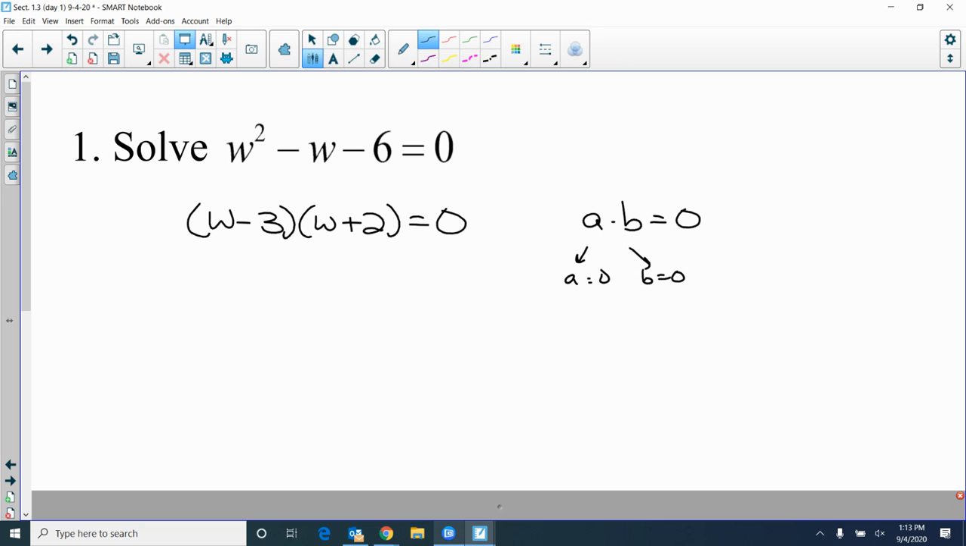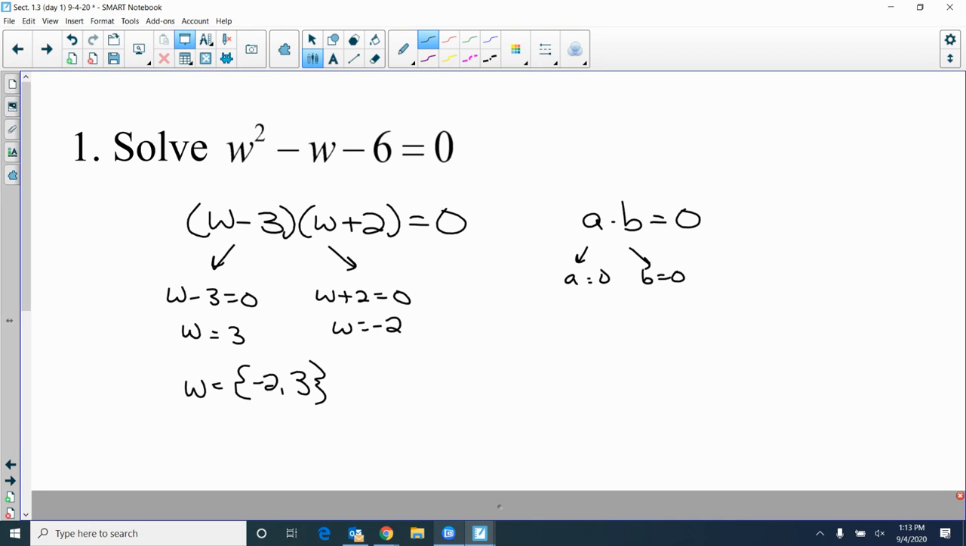So in our case, that means either this first parentheses equals 0 or this parentheses equals 0. We just have to figure out what's going to make each parentheses 0. We set each equal to 0. A lot of you do this in your head, which is fine, but this is what's happening. Add 3, and we get 3. Subtract 2, we get negative 2. And you have to use those braces. You can't use parentheses because it'll look like an ordered pair. Braces tell everybody that I have 2 answers. Negative 2 is one answer, 3 is one answer. They both work when we substitute them in.